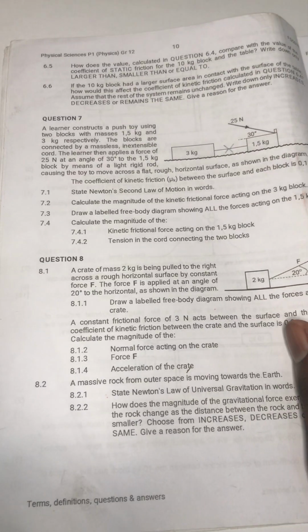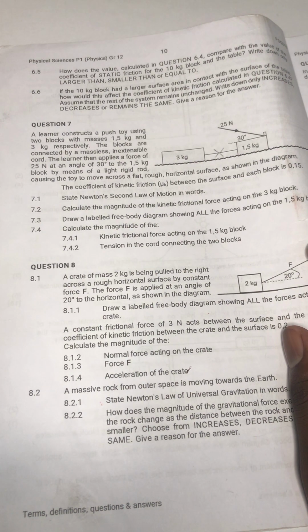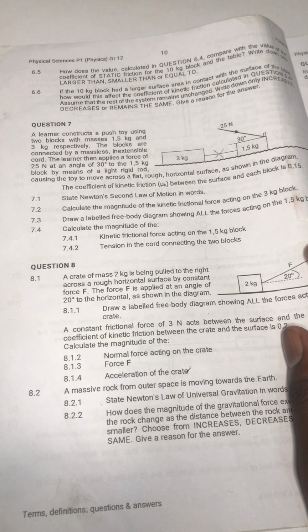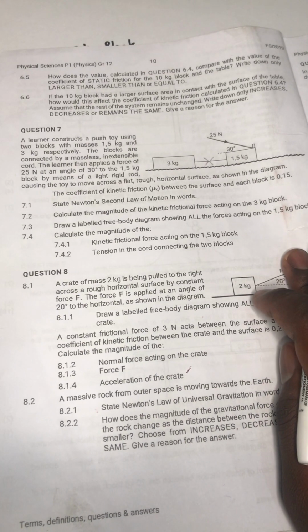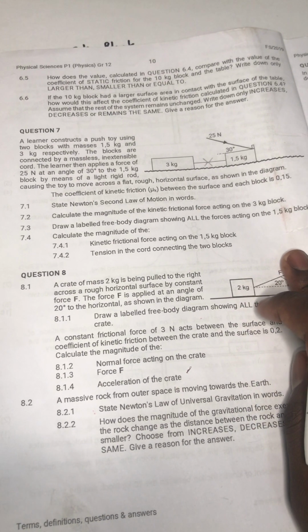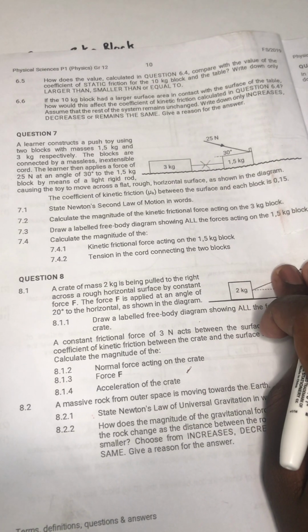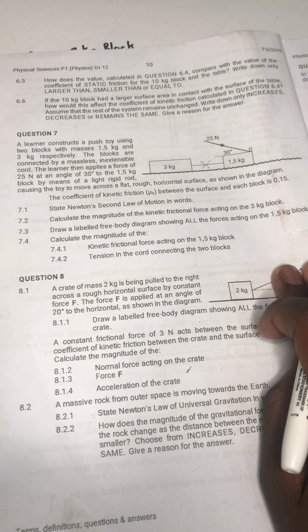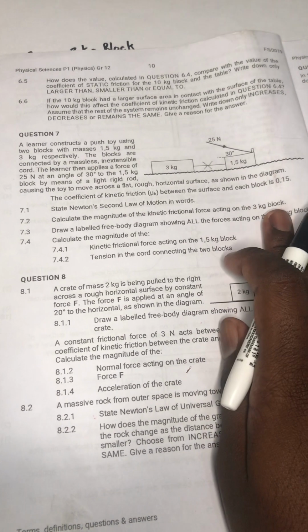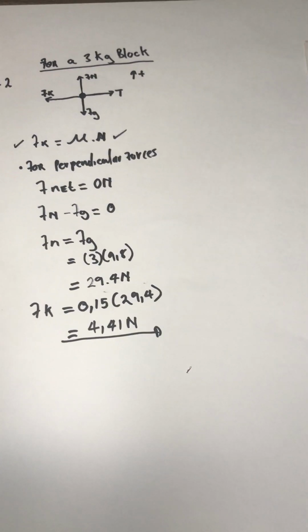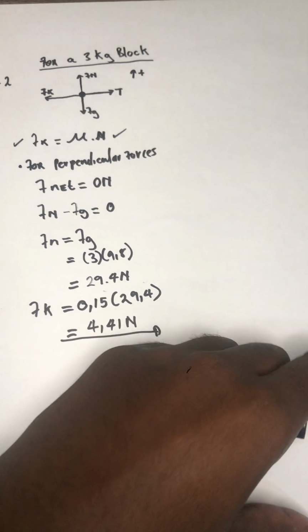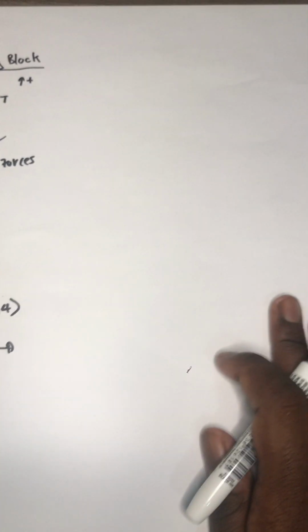Let's go straight to 7.3. They want us to draw a labelled free body diagram showing all the forces acting on the 1.5 kg block. For the purpose of the video, I don't want it to be too long, so I'm going to draw only two diagrams. So, 7.3.